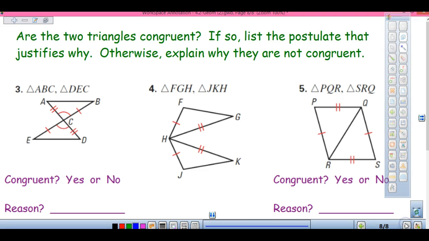Okay? So if we look at this, can we say that these two triangles are congruent in number 3? We can. Why can we say that? Because of side, angle, side. Yep.